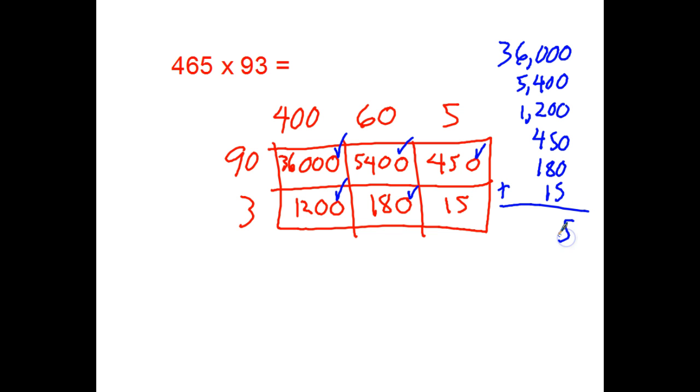I got a 5 in my 1's column. My 10's column, 5, 13, 14. Carry my 1 to the hundreds. 1, 5, 7, 11, 12. Carry my 1 to the thousands. 7, 12, 13. Carry my 1 to the 10,000s. And we got a 4 there. So 43,245.